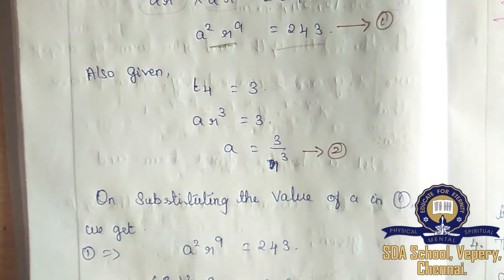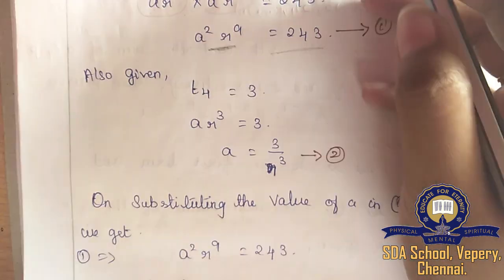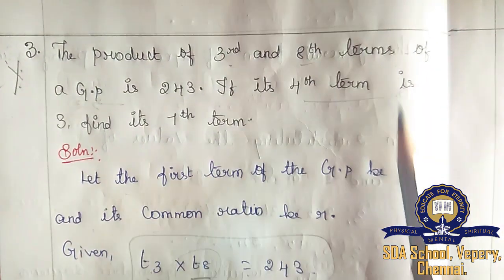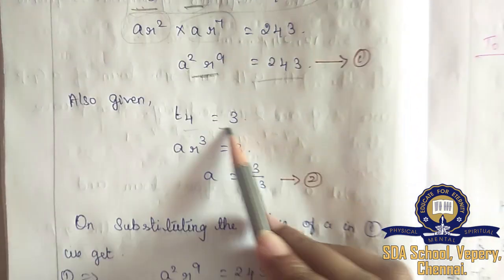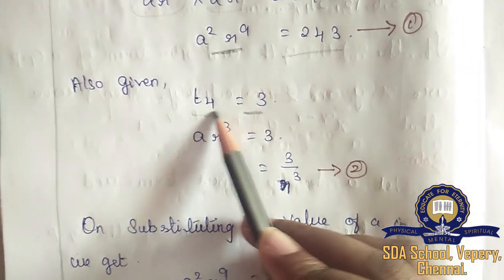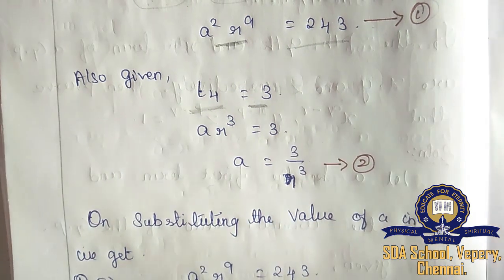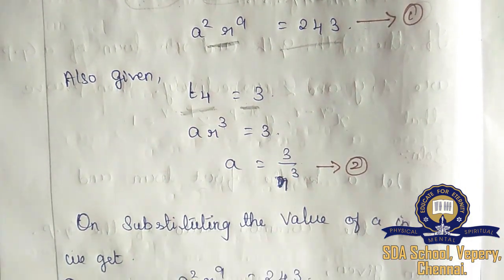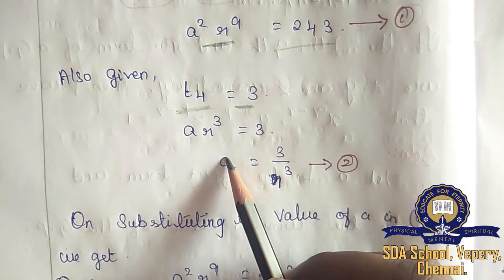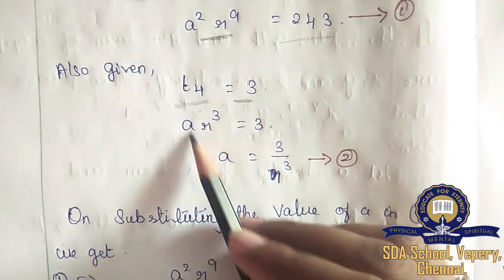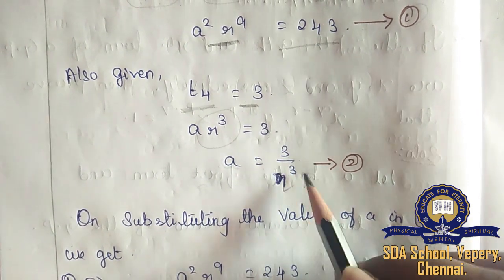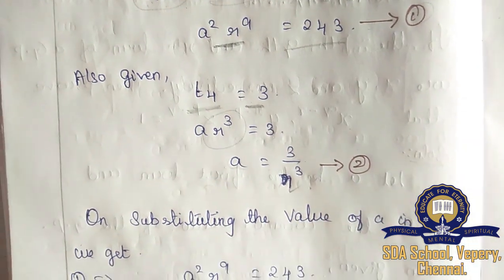So what is the other condition given? If its fourth term is 3. So if you go through the question, the fourth term is also given. So T4, fourth term, T4 is equal to 3. So how will the fourth term of a sequence be written? ar cube, is it so? Is equal to 3. So can I find a value here? So if you bring this r cube to the other side, it will become a is equal to 3 by r cube. So this will be your equation 2.